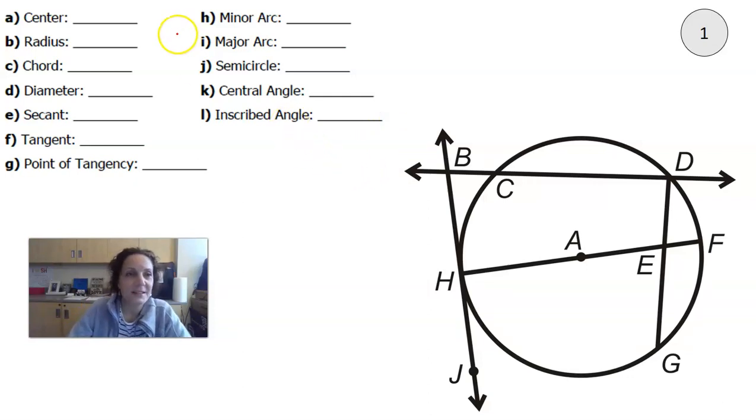All right, so center of the circle. If I want the center of the circle, I go to the middle, right? Middle of the circle, there it is. The center of the circle is always going to be just a point. Now, in this particular circle, it's labeled. Awesome. It may not be labeled in every diagram. If it's not labeled, then we can't name it. Doesn't mean it doesn't exist. It just means we can't name it.